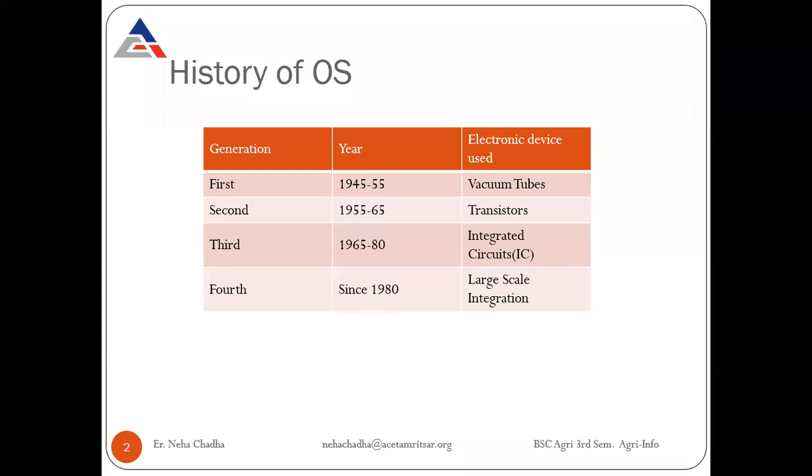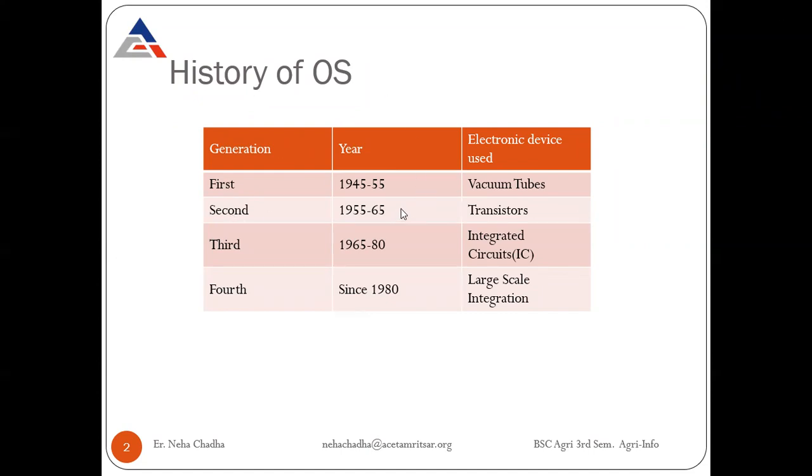Starting with the next topic, that is history of operating system. Here we will study what operating system is all about, and what the various types of operating systems are. We have just discussed some brief ideas about the operating system. Now we will discuss it in detail.